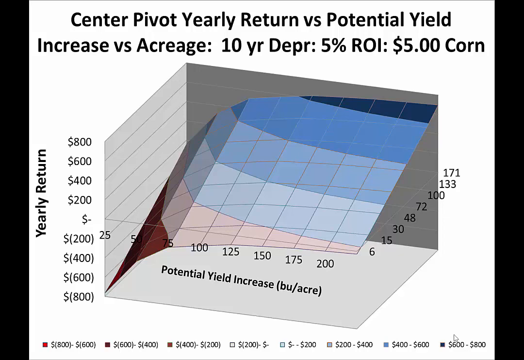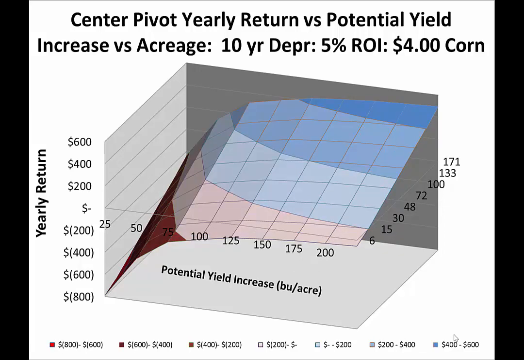I always confer on this. Consult with the agronomist. Us engineers tend to have our own thoughts, which are sometimes warped. Okay, so if we change from a $5 corn scenario back to the $4 corn, 10-year depreciation that we started with, yeah, Ben.